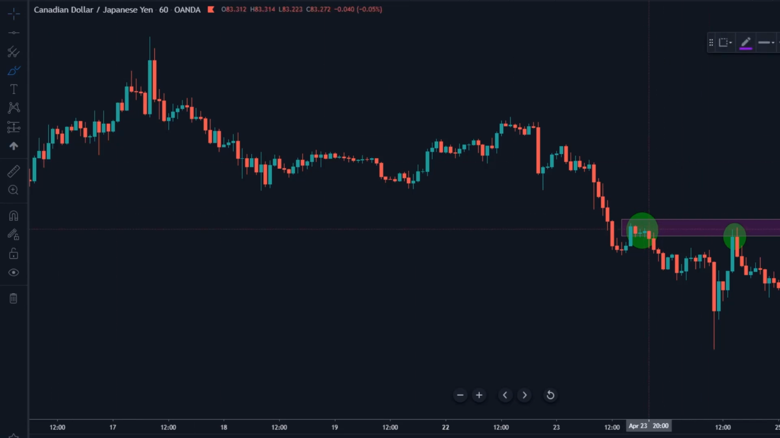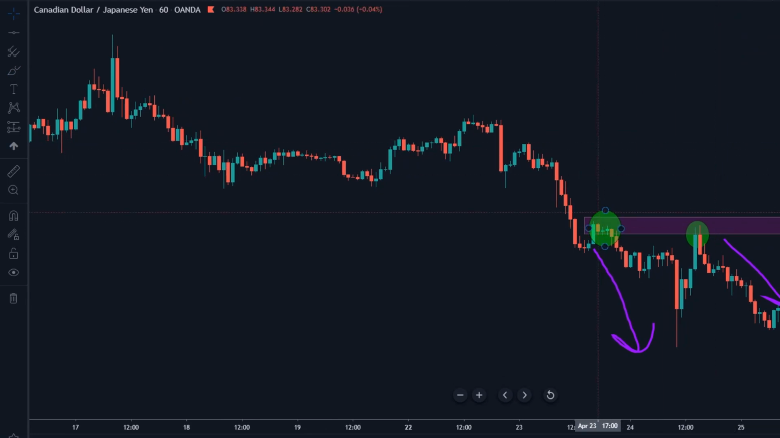So you see how it touched this line and then pushed downwards, so it rejected this line. Now what happened when it was rejecting it and then started coming right back up again? It got rejected a second time. What does this mean? This means I could have already drawn out a rectangle.